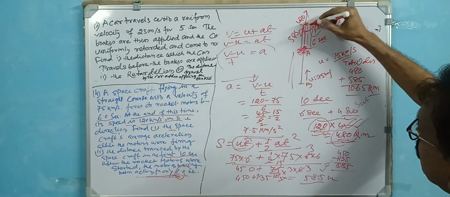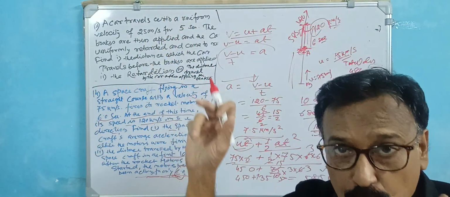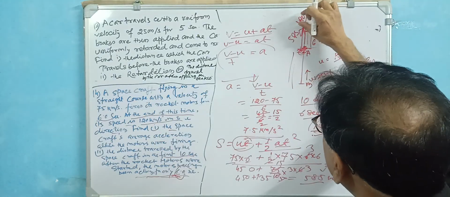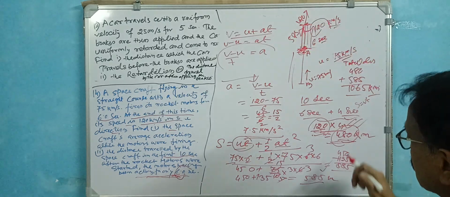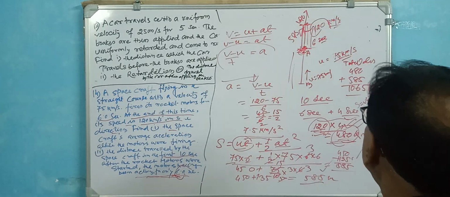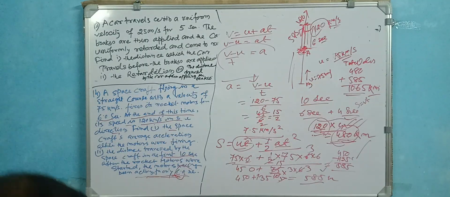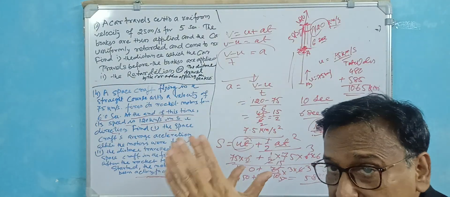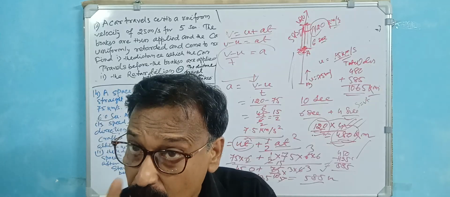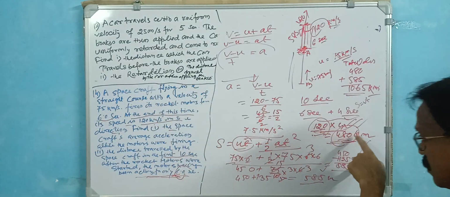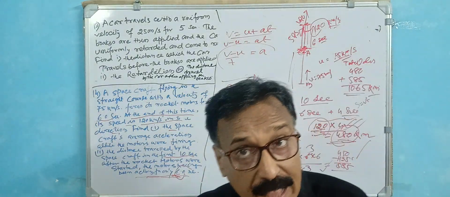It has acquired 120, and it stays up to 6 seconds, but the total time is 10 seconds. For the 10 seconds, the 4 seconds travel is this, the 6 seconds travel is this. Total you get 1065 kilometer. 1065 kilometer, okay? Clear to you? The 10 seconds is two parts. One is without acceleration and one is with acceleration. 4 seconds is without acceleration, but the velocity is increased, 120 into 4.